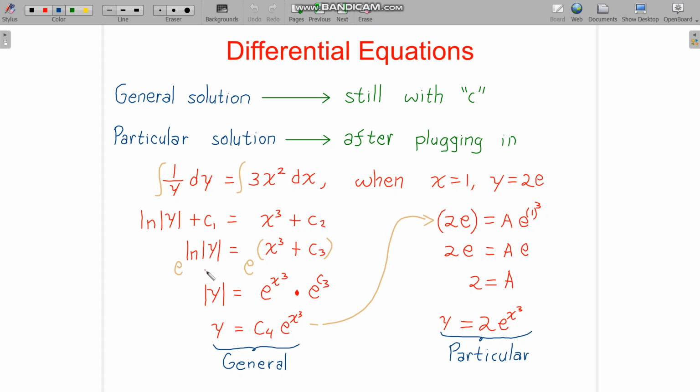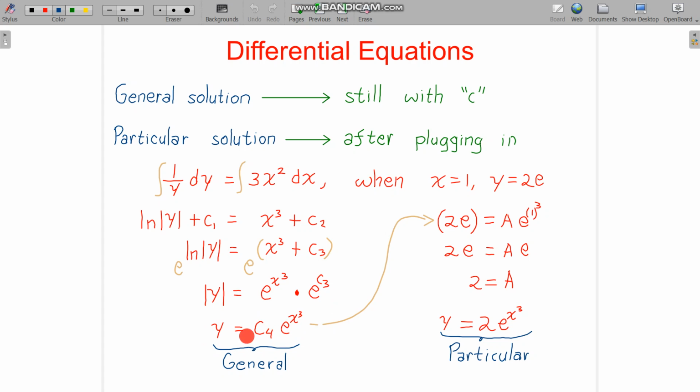And we can raise both sides with the base e, so we cancel out e and ln. We have only the modulus of y. We have e to the power of something, which is always positive, so we can lose the modulus sign, no need. And we have e to the power of x cubed times e to the power of c3. E to the power of c3 is another constant. We can call it c4.